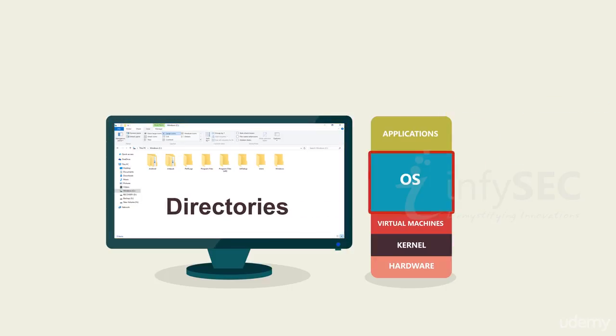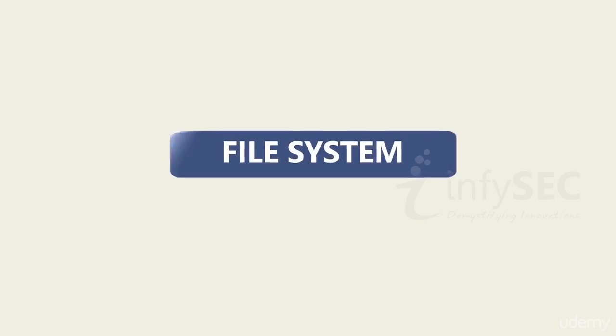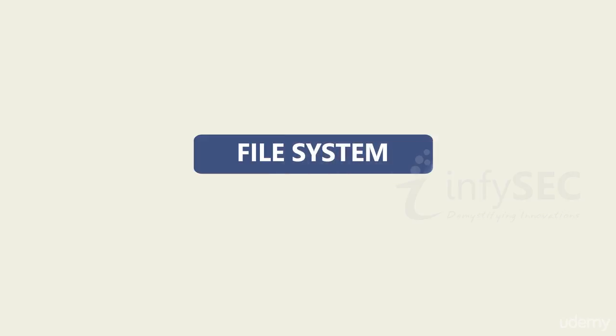The place where the OS gets installed is called the root directory of the system, wherein the root directory of a Windows system is C:, while that of a Unix system would be /. There are different types of file systems depending on the OS. Let us take a look at them.